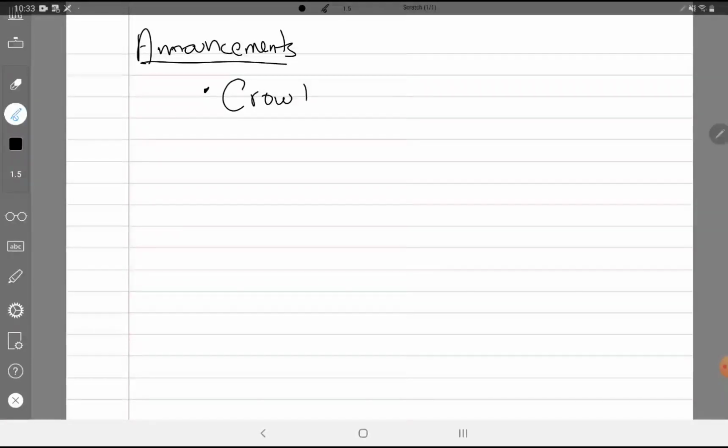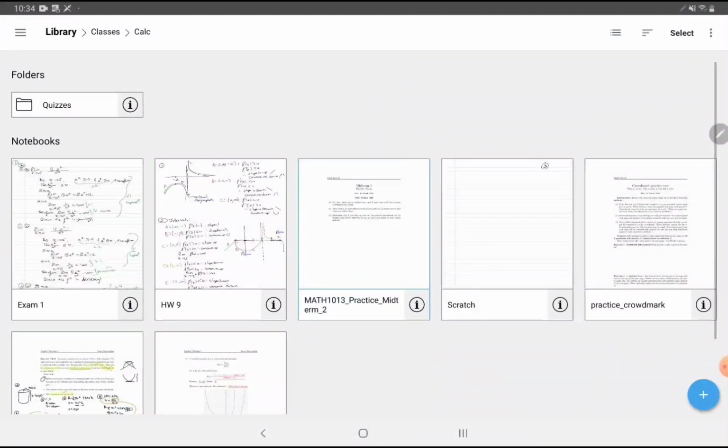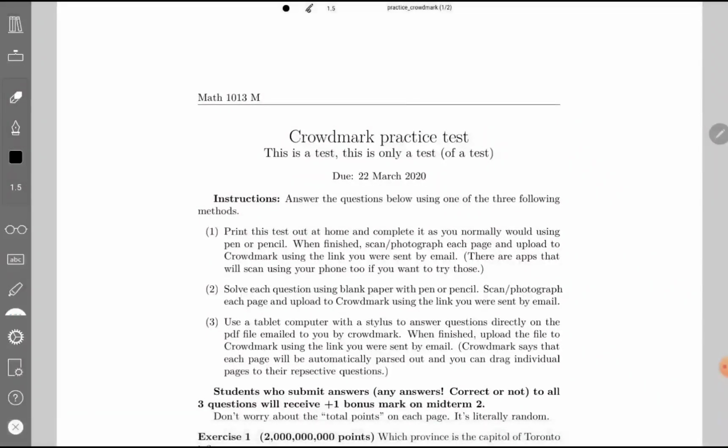You probably already saw the email. There's going to be a CrowdMark practice test, which is basically a way for you to test that you can actually upload everything you want into CrowdMark. This makes sure you can do everything properly and there are no issues. You should have already gotten an email from CrowdMark. I announced this yesterday, and in the email you should have received a CrowdMark practice test.